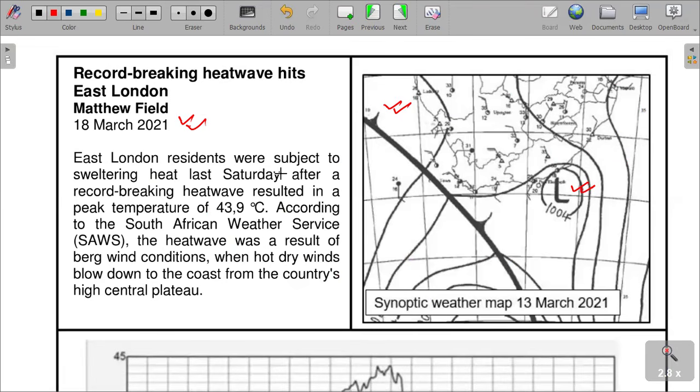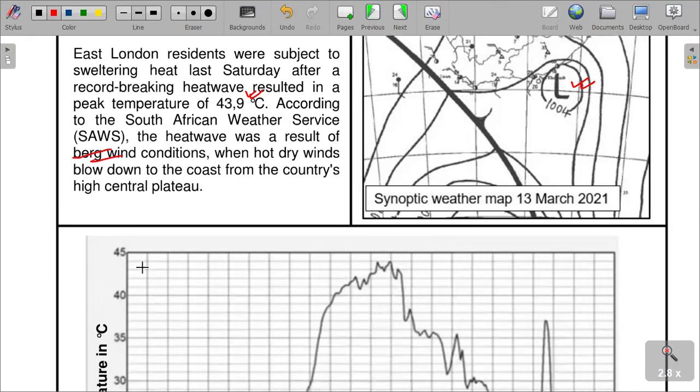East London residents were subject to sweltering heat last Saturday after a record-breaking heat wave resulted in peak temperatures of 43.9 degrees Celsius, according to the South African Weather Service. The heat wave was as a result of berg wind conditions, when hot, dry winds blow down over the coast from the country's central plateau.